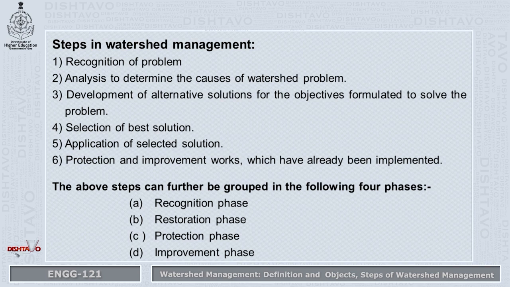Different steps in watershed management. First, recognition of problems. Next, analysis to determine the causes of watershed problems. Next is the development of alternative solutions for objectives formulated to solve these problems. Next is the selection of the best solution. Out of that, we will select the best solution. Next is the application of the selected solution, and last is the protection and improvement works. All these steps are divided into 4 major steps or phases: first is the recognition phase, restoration phase, protection phase, and improvement phase. We'll see all these phases one by one.